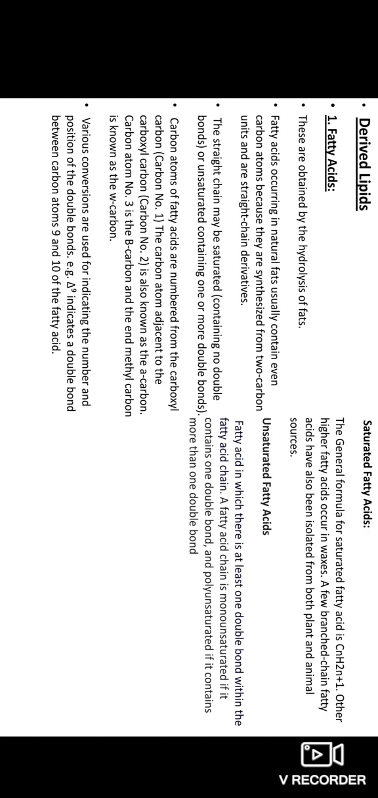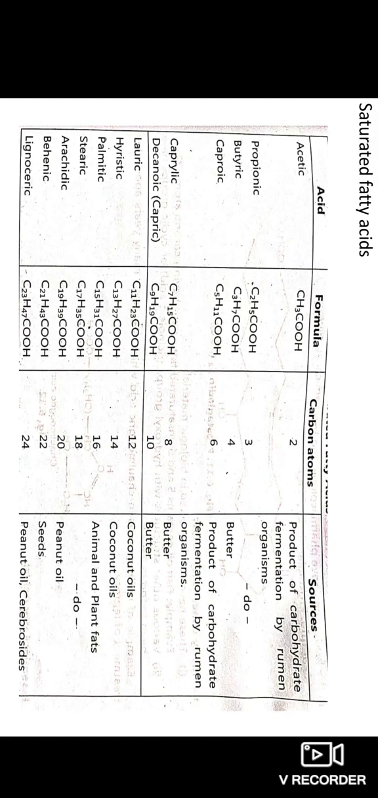Unsaturated fatty acids have at least one double bond within the fatty acid chain. They are monounsaturated if they contain one double bond, and polyunsaturated if they contain more than one double bond.